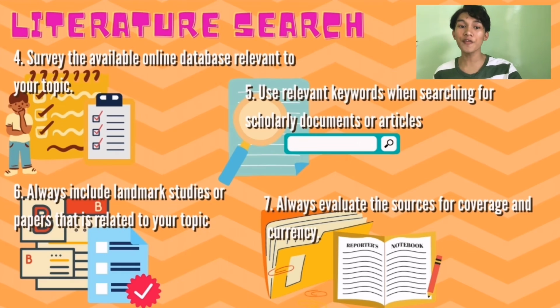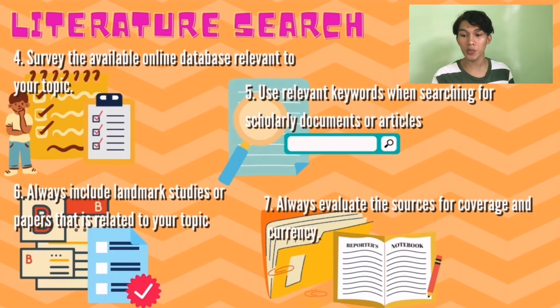And number 4, we have survey the available online databases related to your topic. These include ProQuest, ScienceDirect, JSTOR, or Google Scholar. As much as possible, include only references published by top journals or publishers. Number 5, we have use relevant keywords when searching for scholarly documents or articles. For example, if your topic is about the impact of Facebook-based e-portfolios on the writing skill of ESL learners, your possible keywords are Facebook, ESL writing, e-portfolio, portfolio assessment, Facebook-based e-portfolio, and social networking sites, etc.